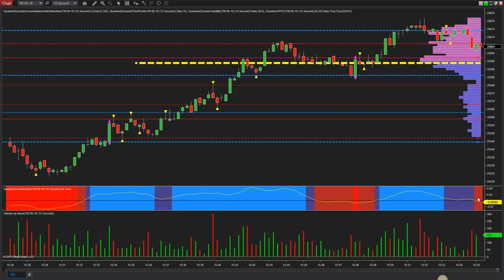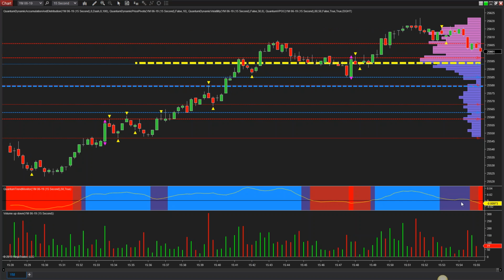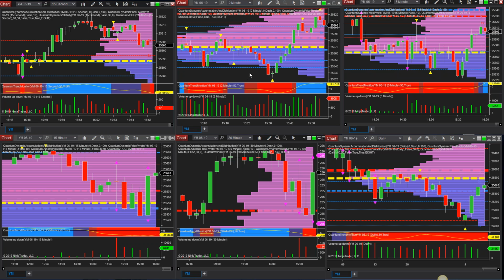Trend monitor is looking decidedly bearish. It's gone to dark red. It looks as though it's probably going to go to bright red. The trend line is now diving below the midpoint. See what other signals we've got on the other time frames.